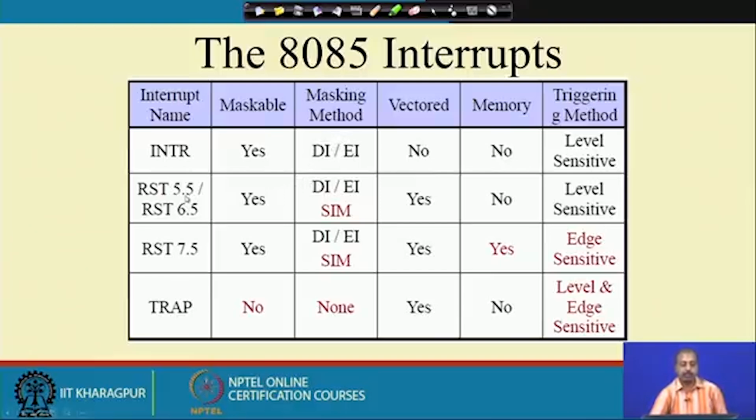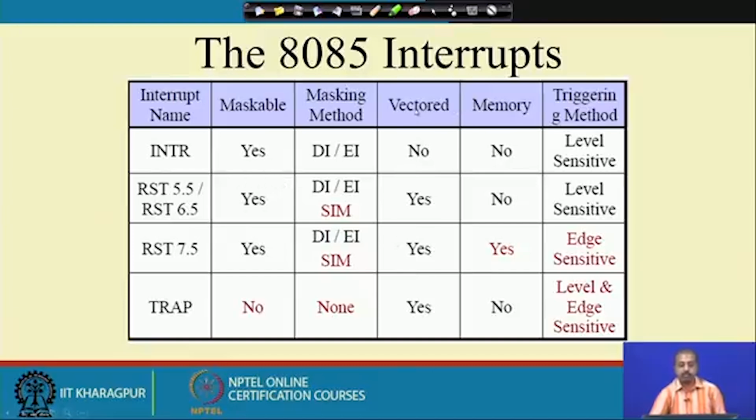Whereas for RST 5.5, 6.5 and 7.5, we have two ways to do this masking. One is via DI and EI, another is by using the SIM instruction. We know that there are individual flip flops for enabling and disabling these RSTs, which can be used via the SIM instruction, while DI and EI affect the interrupt enable flag. As a result, the entire thing will be disabled. TRAP cannot be masked. This is the only non-maskable interrupt that the 8085 has.